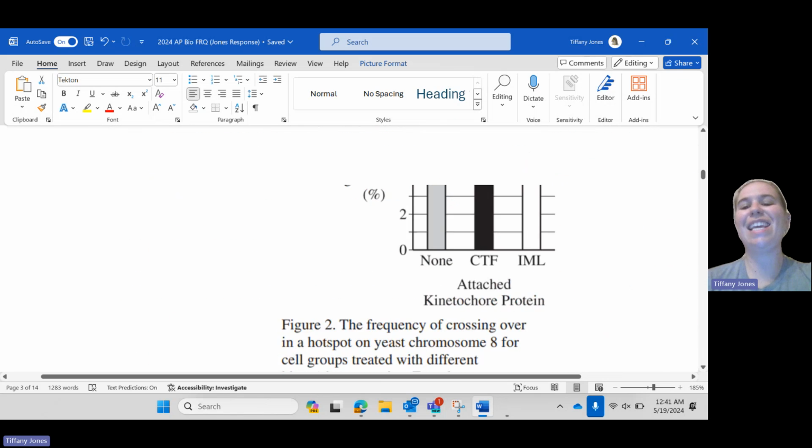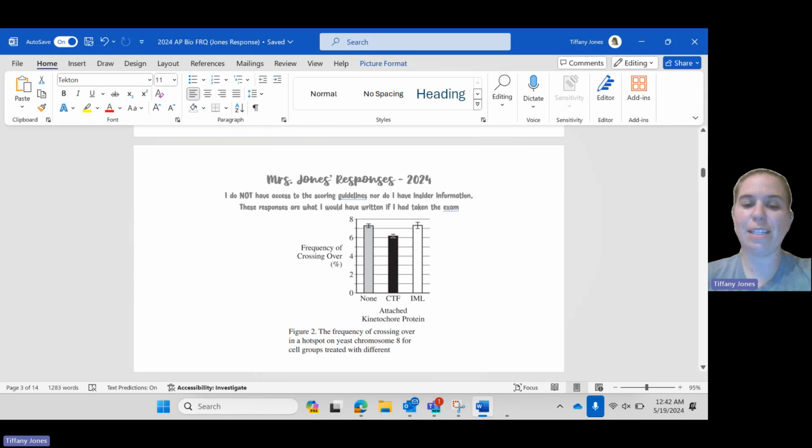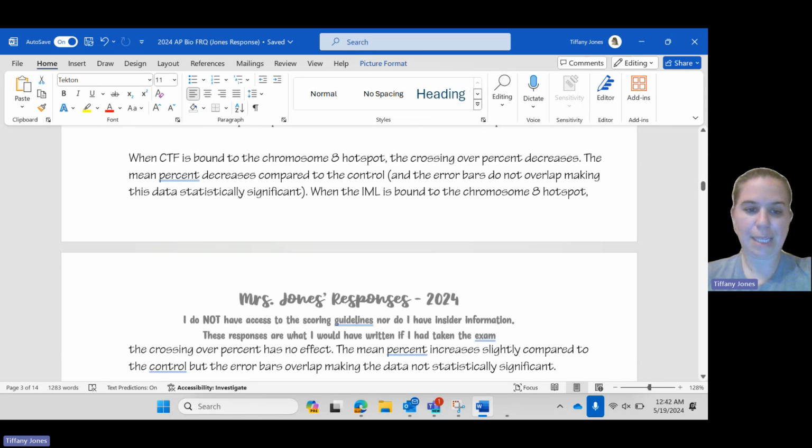So you can see that the error bars overlap when the IML is compared to the control, you see those error bars overlap. So this one is going to show us no effect, but the error bars between the CTF and the control do not overlap. So we can say that it actually decreases that, and then we have the effect of that one.